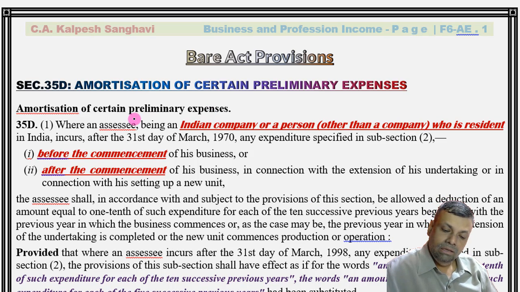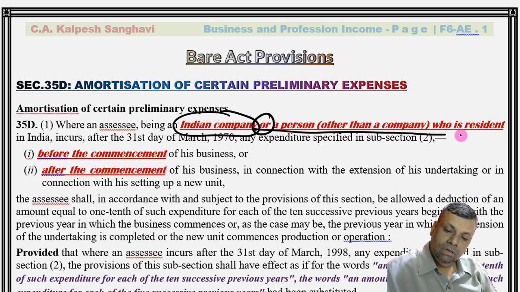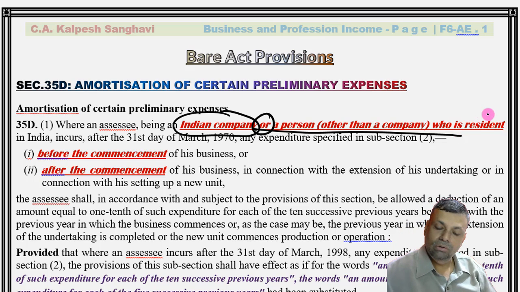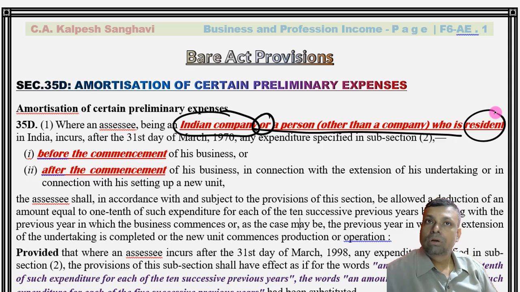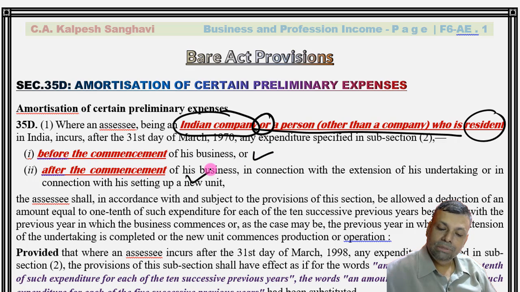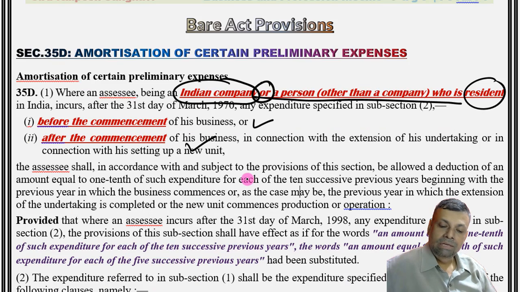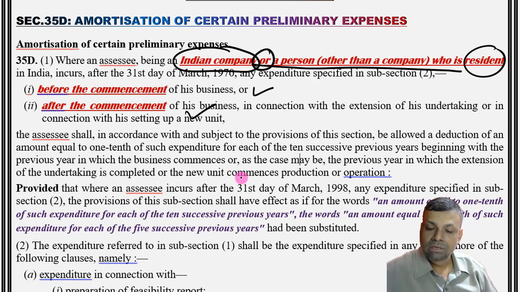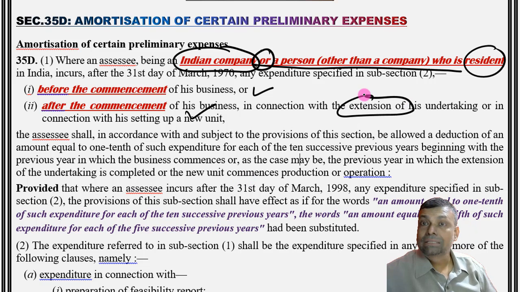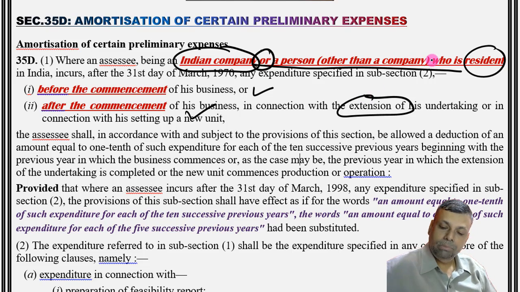Section 35D is where the assessee is an Indian company or a person other than a company who is resident. So this particular benefit is applicable to an Indian company or another person, but only a resident person. That means a non-resident person does not come in this category for the purpose of preliminary expenditure as a deduction. You can incur the expenditure before the commencement or after the commencement. That means even if there is an extension of the business, I repeat, even if there is an extension of the business, you will be eligible for the deduction.